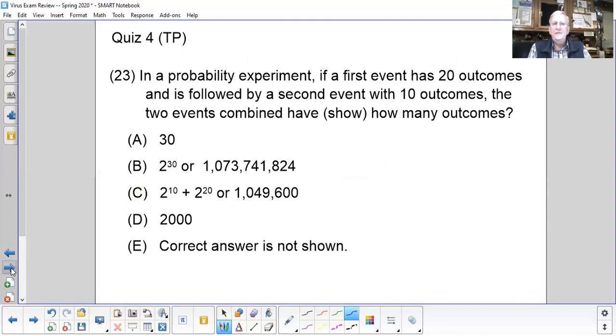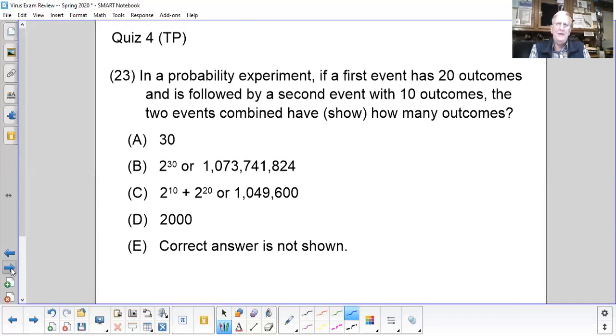23. If in a probability experiment the first event has 20 outcomes and is followed by a second event with 10 outcomes, then the 2 events combined have or show how many outcomes? Well, A is not correct. You don't add the number of outcomes together, okay? You do not take 2 to the 30th power to get this answer. This is not an exponential growth problem. You don't take 2 to the 10th and add to it 2 to the 20th to obtain the answer.